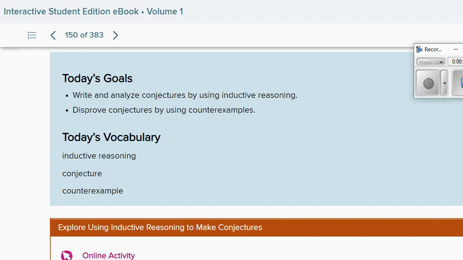First thing that we're going to look at today is the vocab, which is pretty straightforward. We're going to have inductive reasoning, which means I can look at patterns and predict what might happen next. A conjecture is a hypothesis, so that's my prediction. And then we're going to look at counterexamples. That's when I can prove that something's false. We'll learn that's going to be a big thing as we go through this chapter.